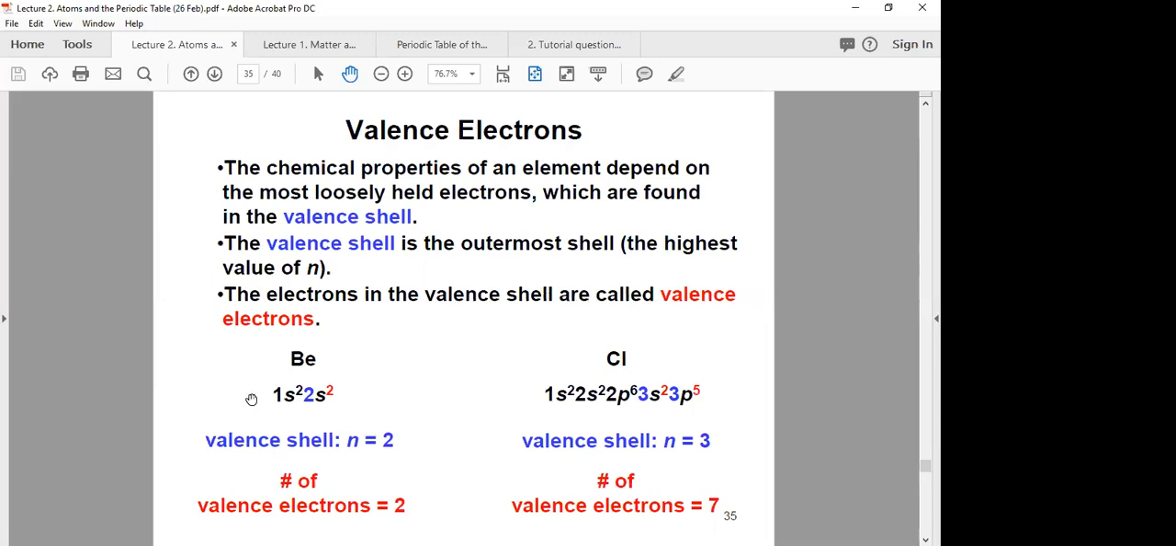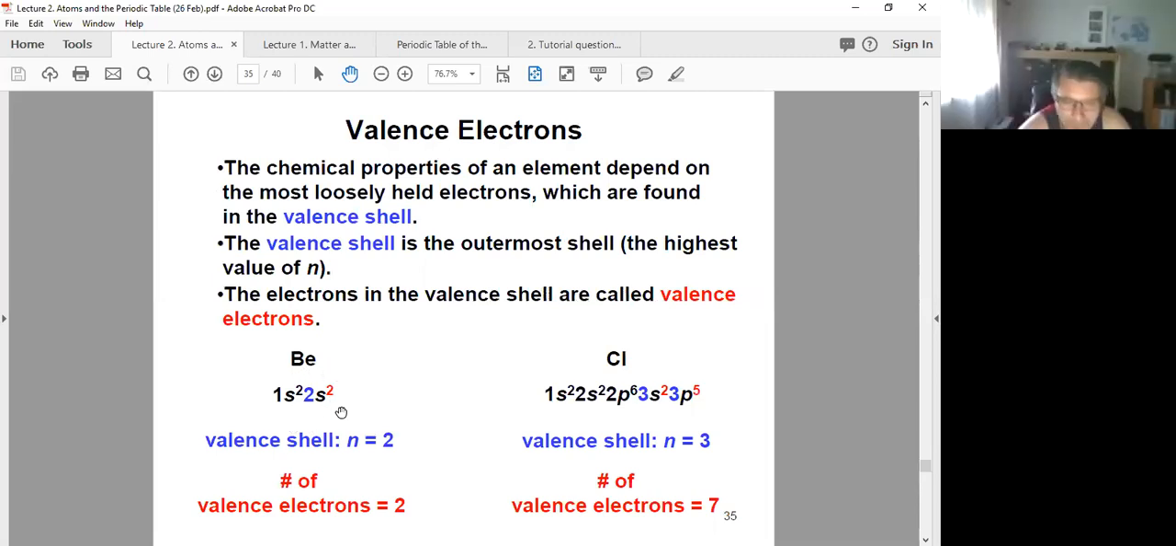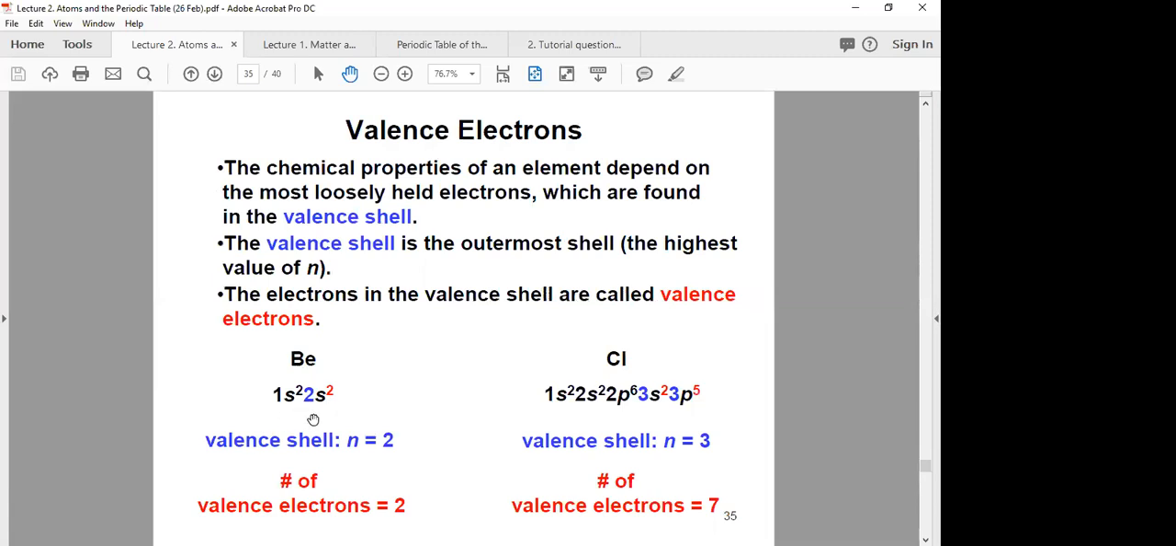Let's look at some examples. So here we have beryllium. Here's the electronic configuration for beryllium, 1s2, 2s2. So shell n equals 2 is the outermost shell that contains electrons. So we say shell number 2 is the valence shell. How many valence electrons does beryllium have? It has 2 valence electrons. Okay, so don't confuse valence electrons with total number of electrons.